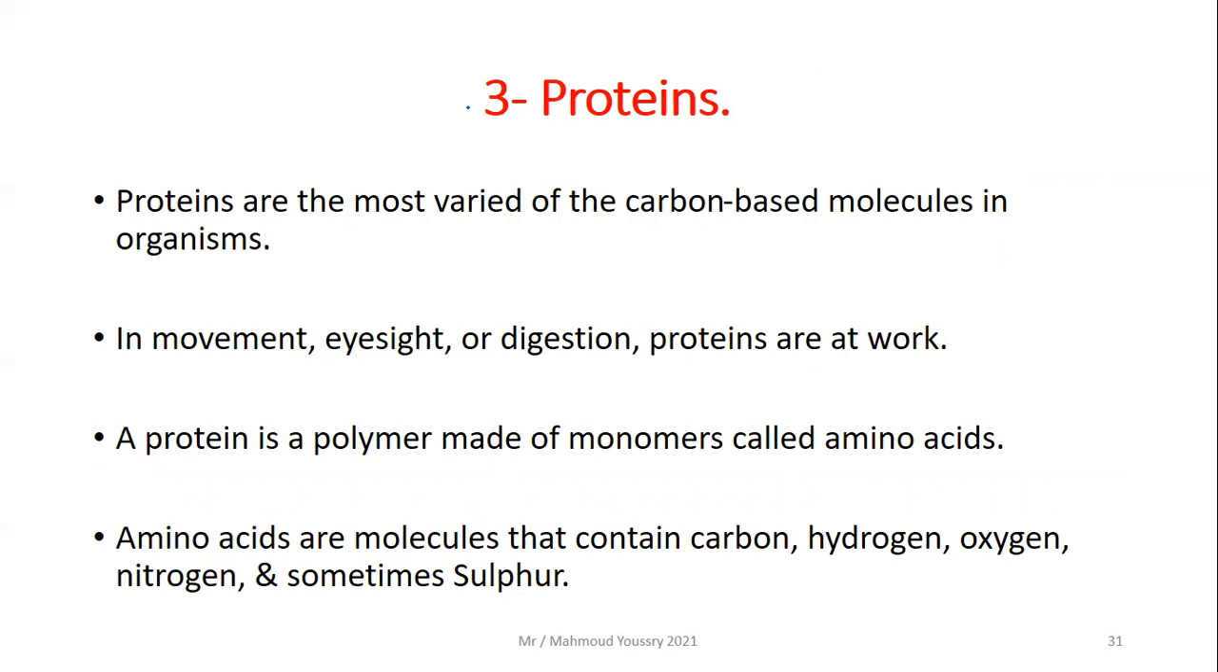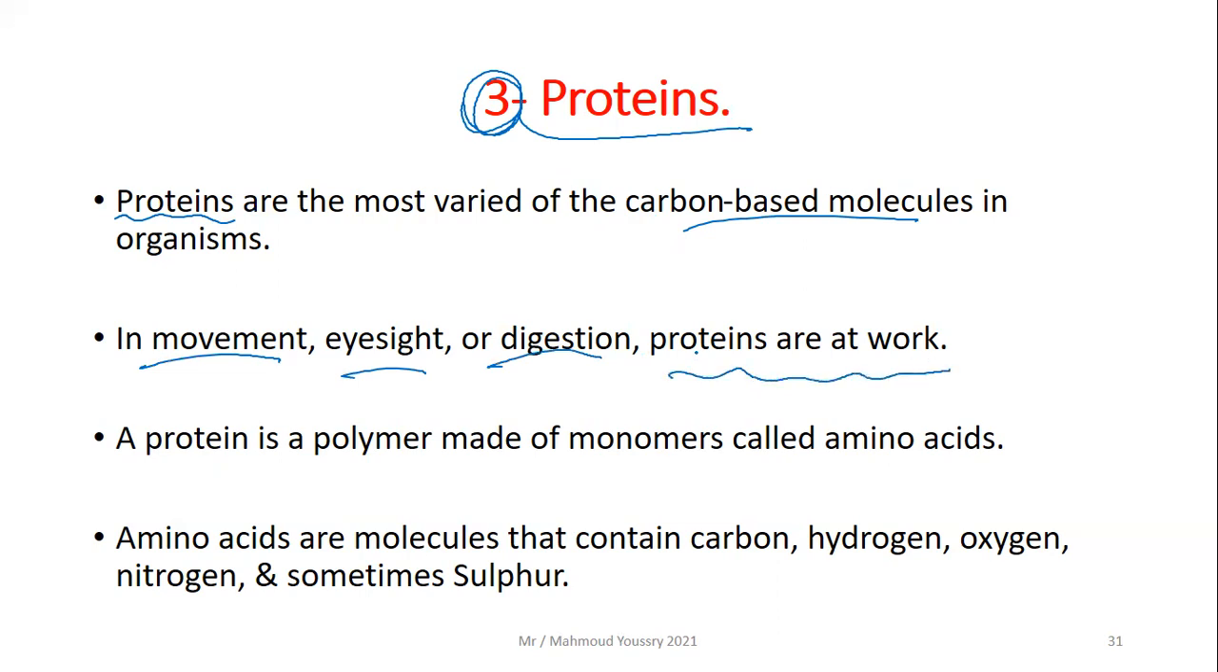Then we move to the third type of carbon-based molecules, which are proteins. Proteins are the most varied of the carbon-based molecules in organisms. Actually, in movement, eyesight, or digestion, proteins are at work. This is very important. So what is a protein? It's a polymer, and any polymer is made of monomers. They are called amino acids. A protein is a polymer made of monomers called amino acids.